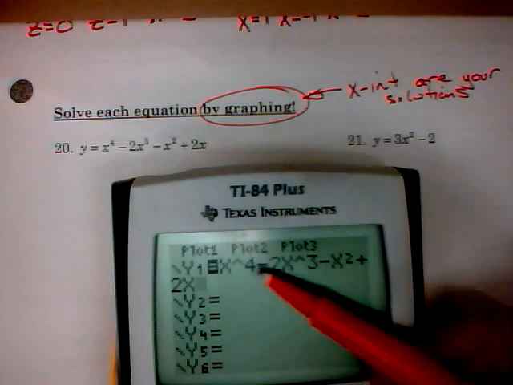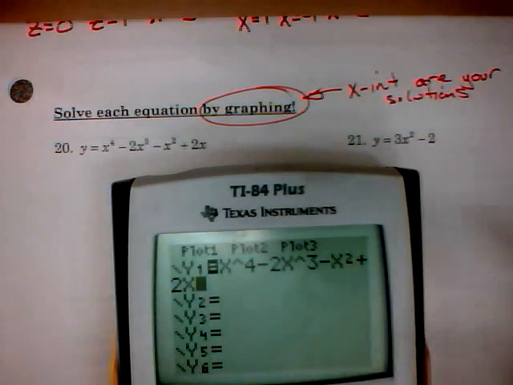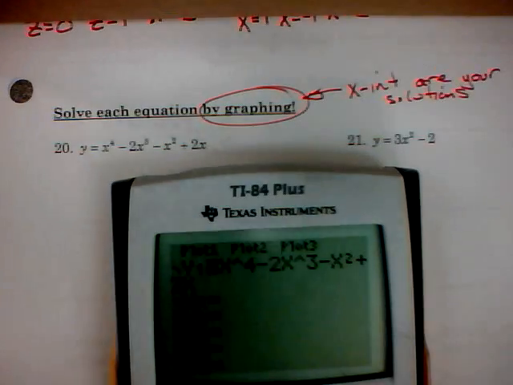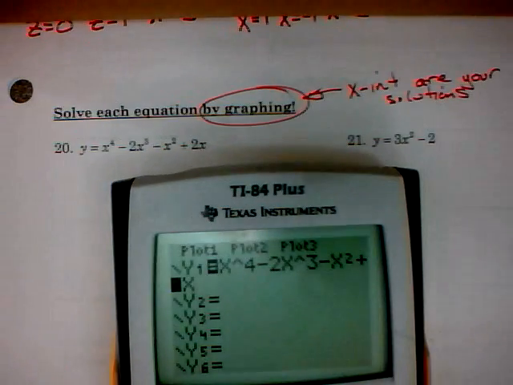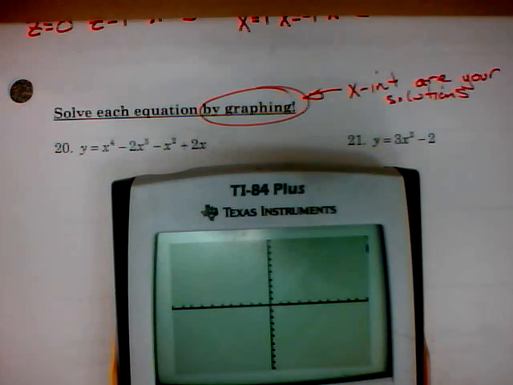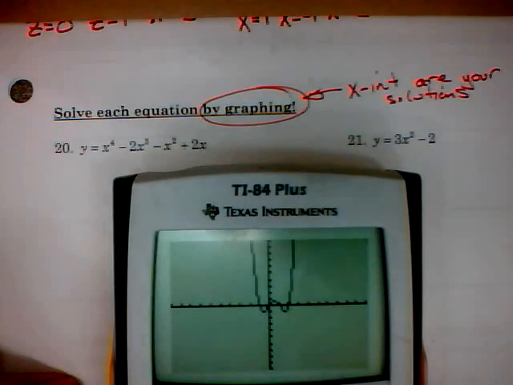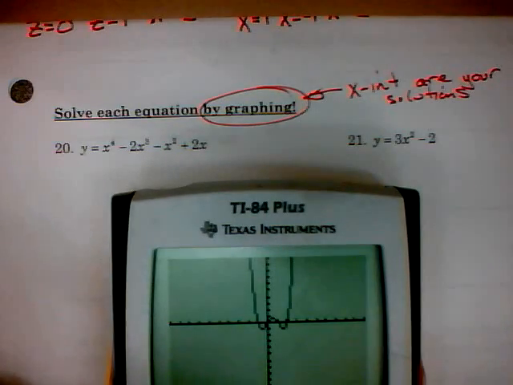So we get y equals x to the fourth minus 2x cubed. Oops, I've got this entered wrong. Oh, no, I don't. Minus x squared plus 2x. So there's the right equation. We're going to hit graph. Our graph comes up. Okay. Now that graph, a little tight to see there. You might want to zoom in a little bit if you'd like.